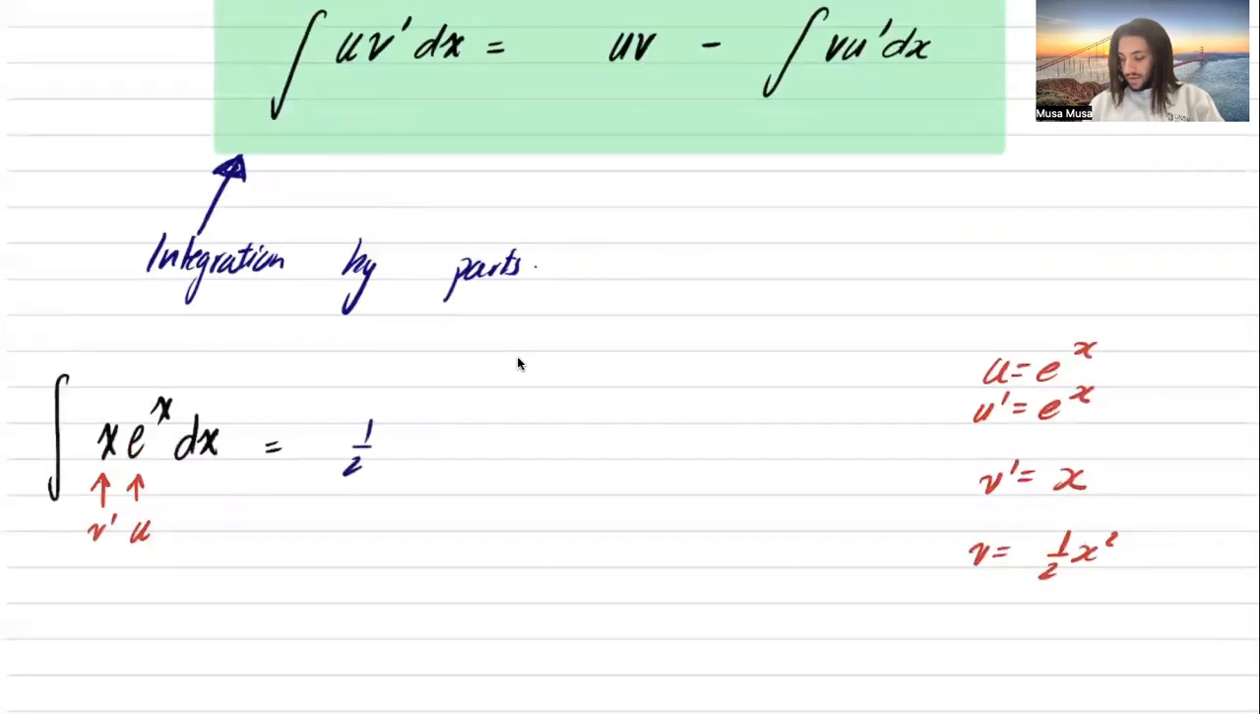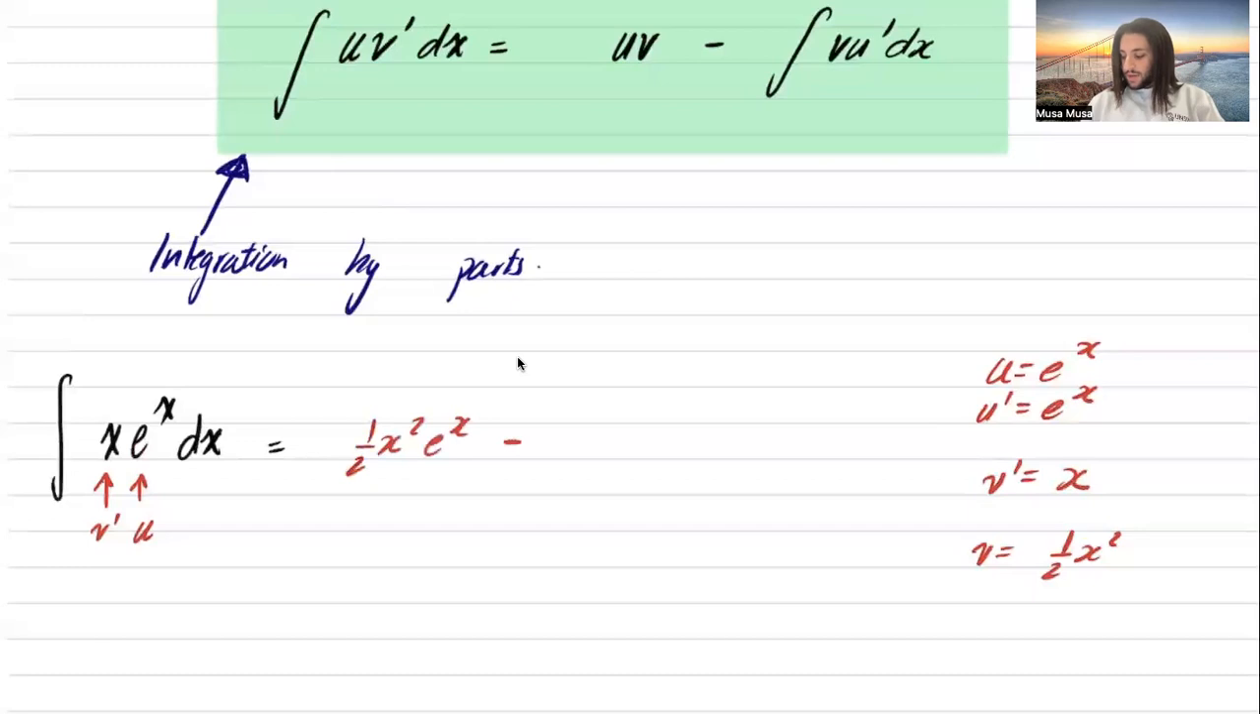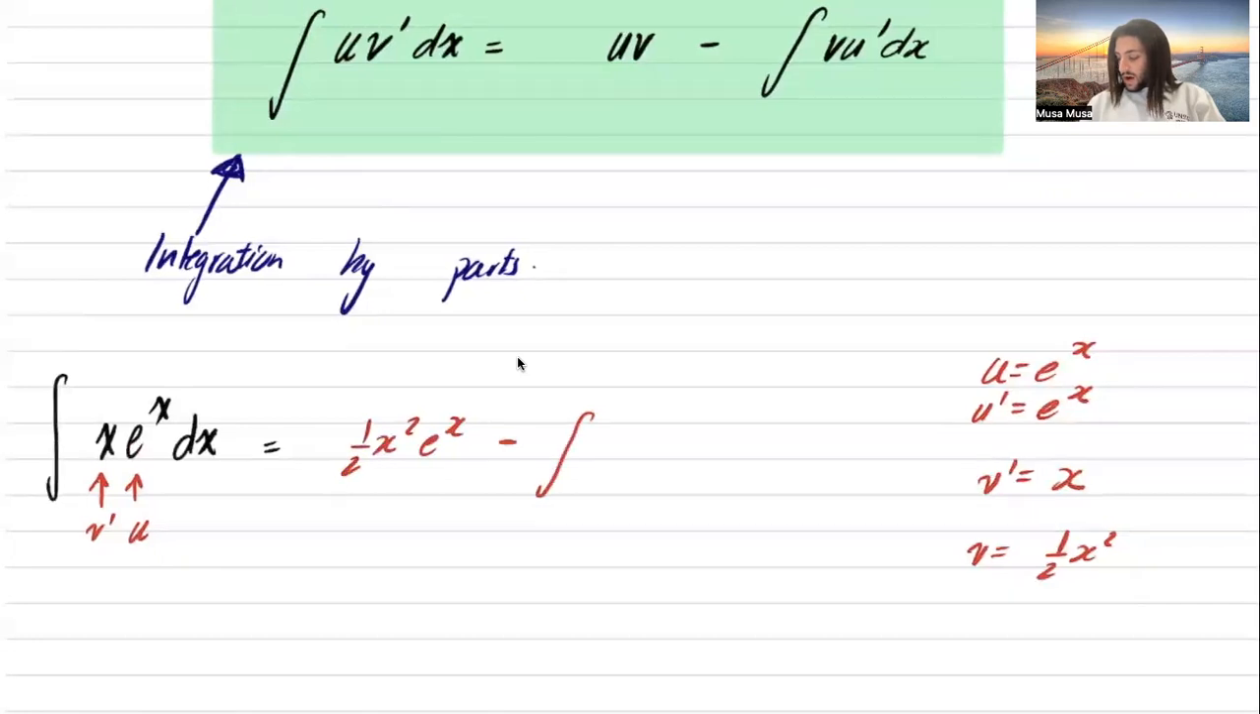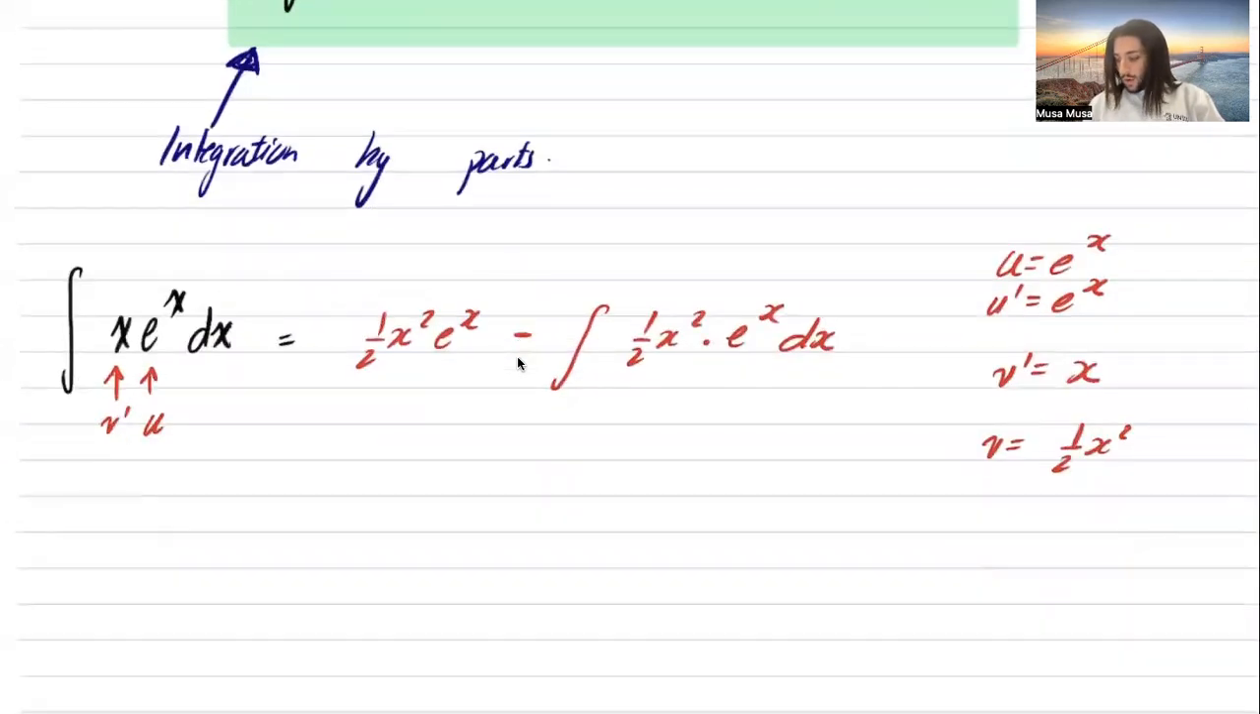So that's going to be a half of x squared e to the x. Actually, let me put this all in red. And then minus the integral of vu dash. So that is a half of x squared times e to the x dx. I think you can tell here that this is fine, whatever, we have that integral.